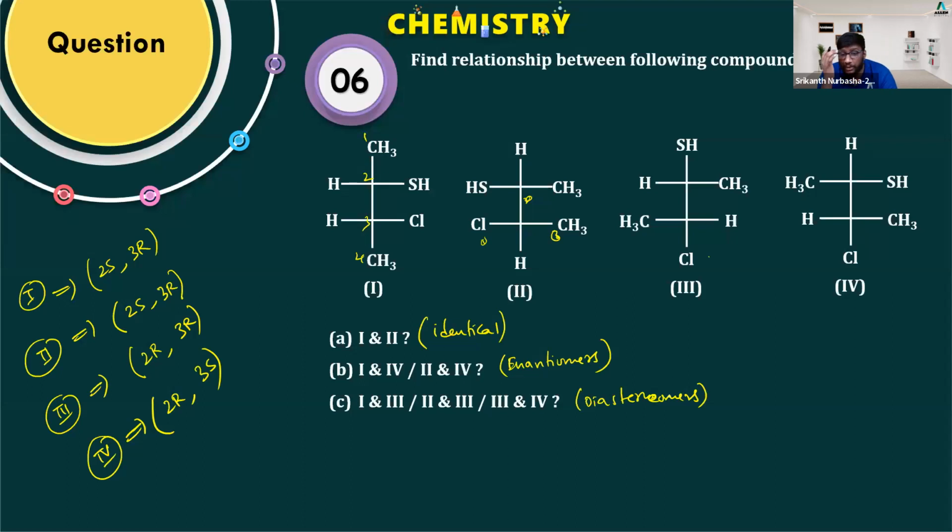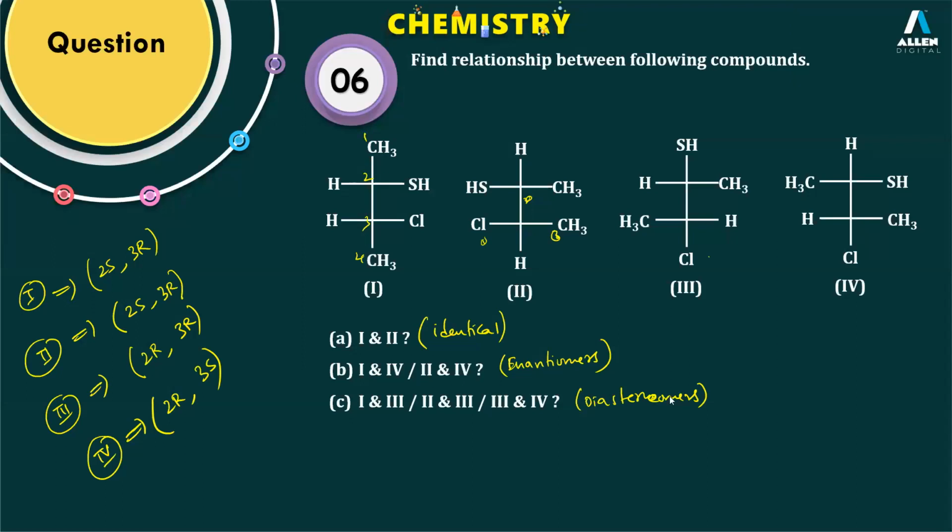So like that, you have to assign the configuration for the compounds given to you, to decide whether they are enantiomers or diastereomers. This is how you have to assign. So 1 and 2 are identical. 1 and 4, 2 and 4 are enantiomers. 1 and 3, 3 and 2, 3 and 4, 2 and 3 are diastereomers. Everyone got this or not?